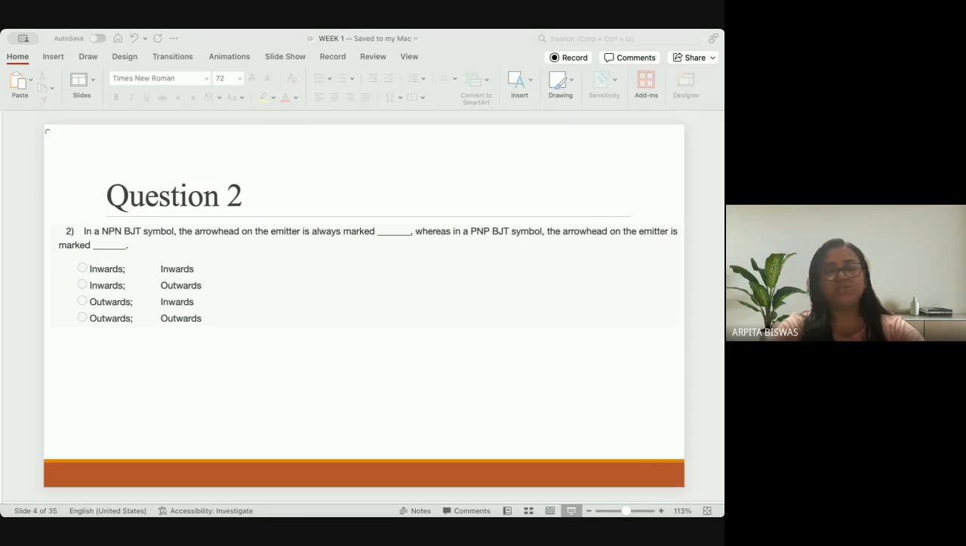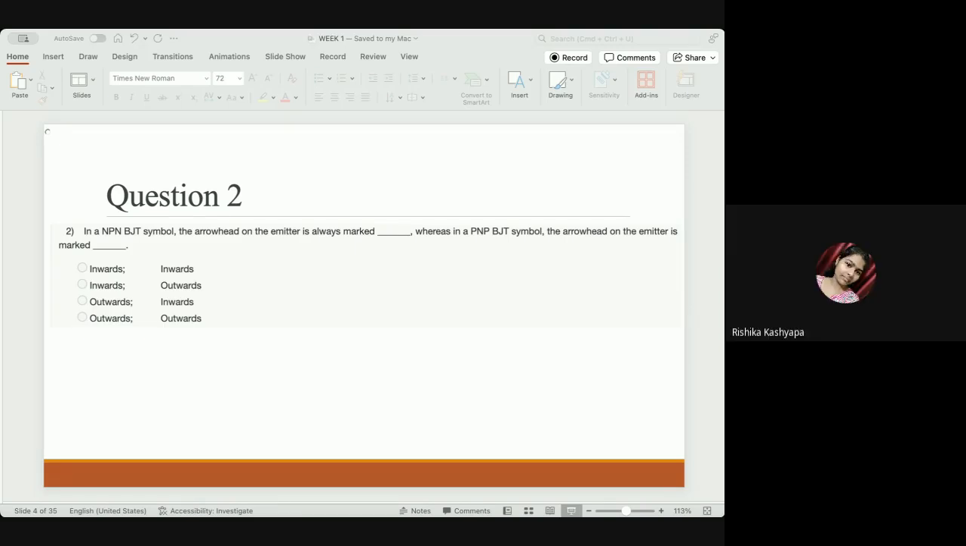So next, moving toward question number 3. Which of the following is true for the emitter, base and collector region of a BJT? The first option is symmetric doping and symmetric dimension. Option B is symmetric doping and asymmetric dimensions. Option C is asymmetric doping and symmetric dimension. And option D is asymmetric doping and asymmetric dimension. So carefully go through the options and tell me which one is the right option.